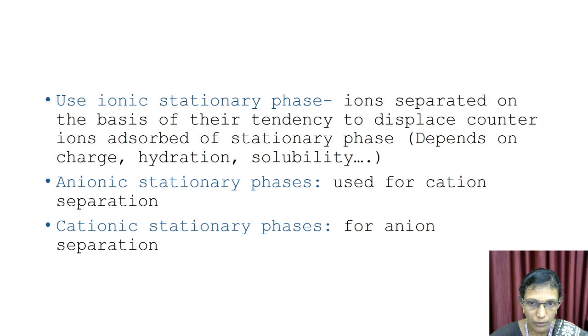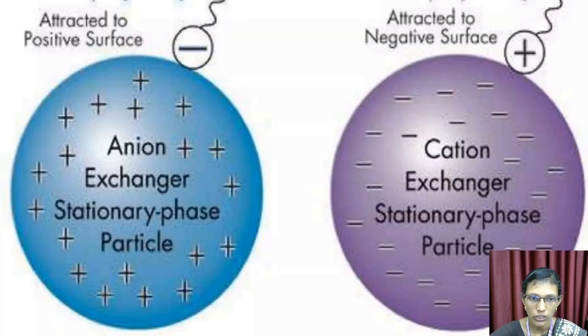What we are going to separate will be categorized into two types of stationary phase: an anionic stationary phase and a cationic one. If you want to separate cations, you go with the anionic stationary phase. If you want anions, you go with the cationic stationary phase. These are the common stationary phase examples, and based on them we will analyze the sample.